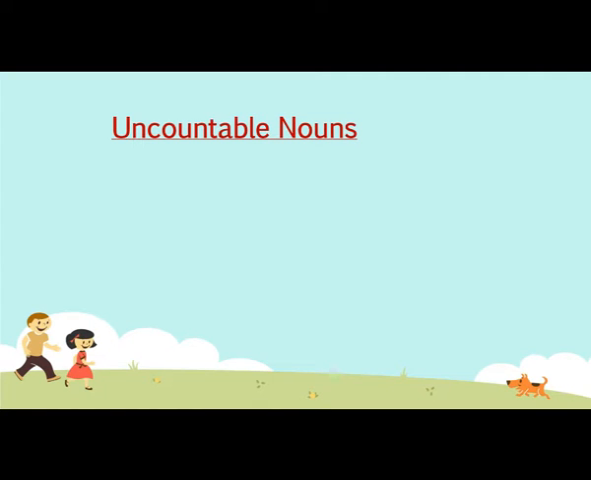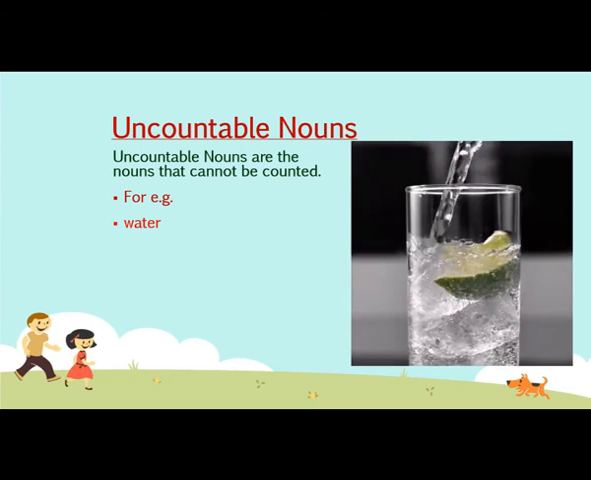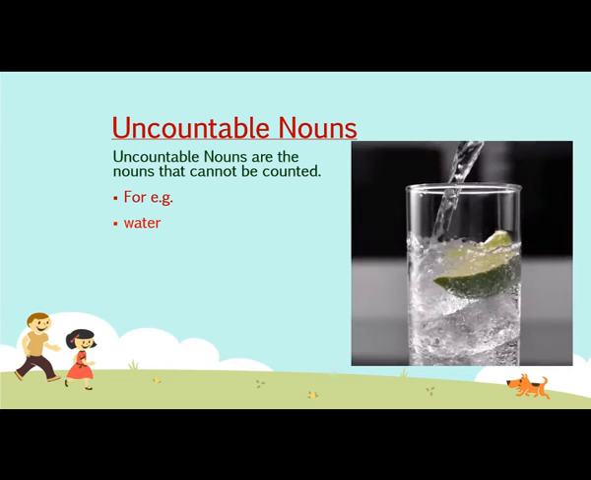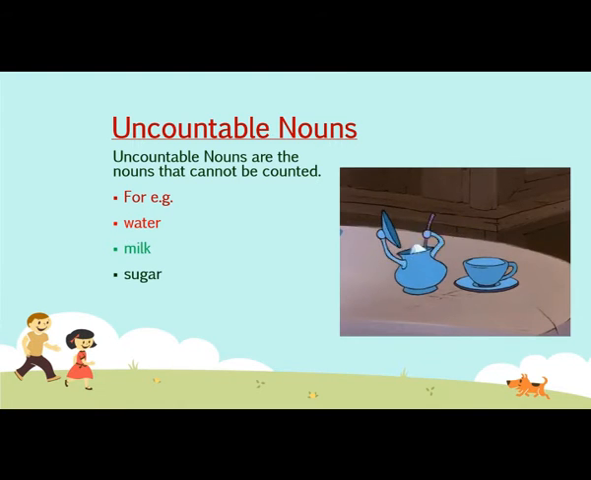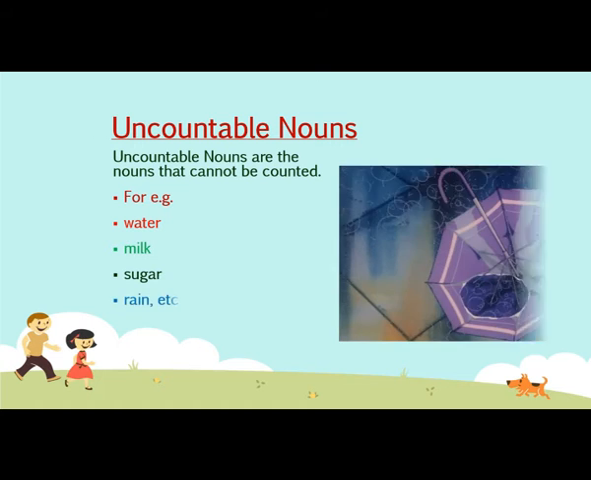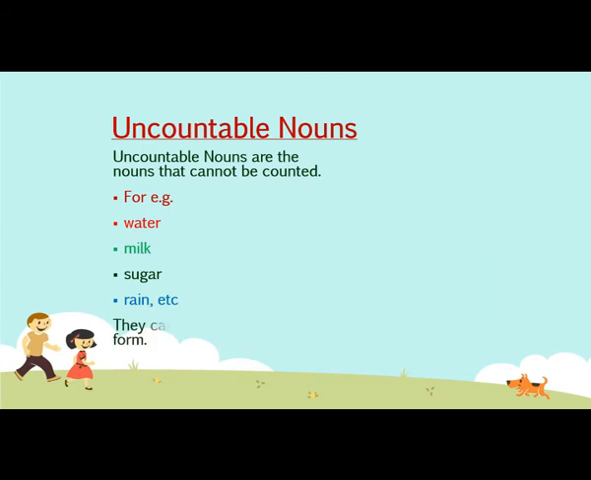Uncountable nouns. Uncountable nouns are the nouns that cannot be counted. For example, water. Can we count water? Of course not. Milk, sugar, rain, and many other words. These words are uncountable nouns. They can only have a singular form. They do not have a plural form.